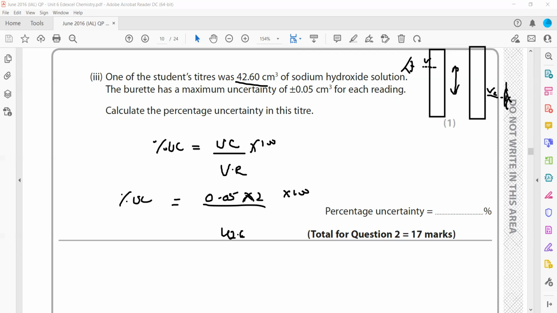the percentage uncertainty. So remember, when we are using the apparatus twice we multiply by 2; if it was a pipette, then we will not multiply by 2, because a pipette we only use once. We just fill the pipette and that's the full volume. So it will come out as 0.23%.